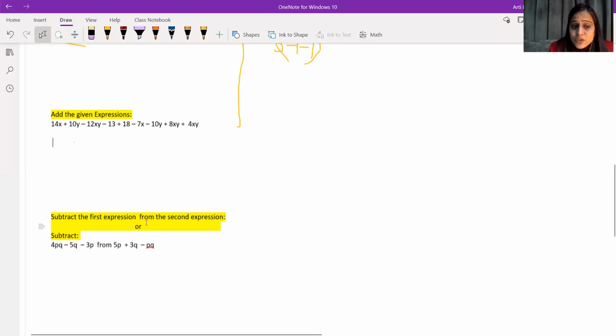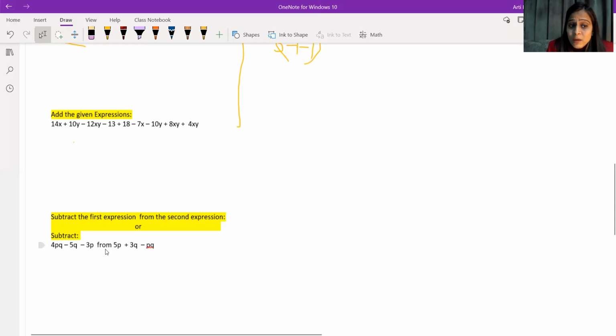Second set of problem you will get subtraction. Subtract the first expression from the second expression. It can be written subtract first expression from the second expression. 2 expressions will be given and you need to subtract first from the second. Or you can be asked subtract this from this. Direct expression can be written. Subtract this, one expression is there from this. So only one difference is there, addition and subtraction.